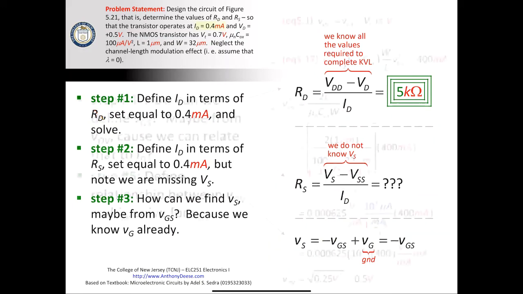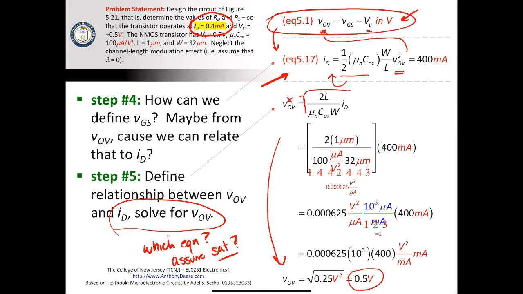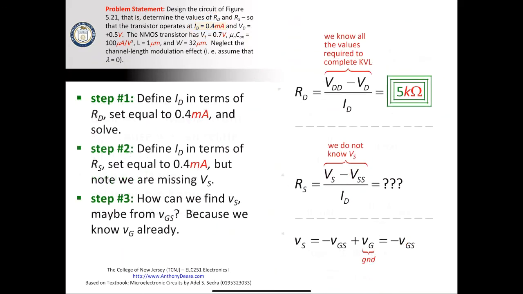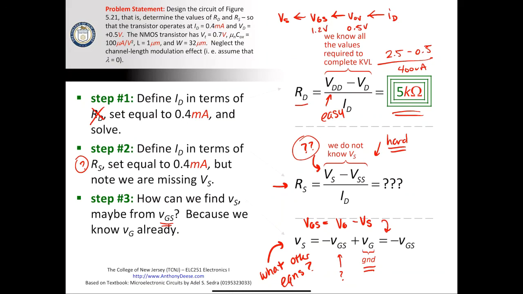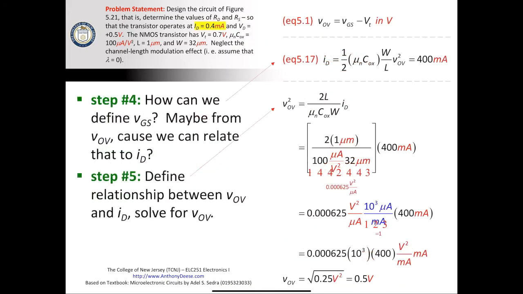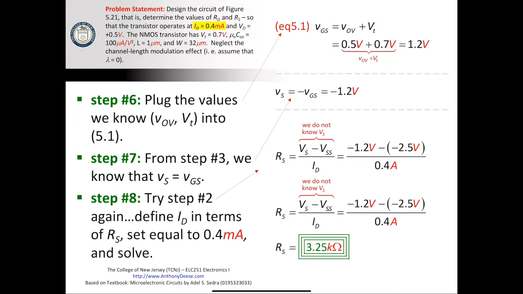Our VGS will then be defined using this. VGS will be equal to the overdrive voltage plus the threshold. The threshold is 0.7. So that means that this will be 1.2 volts. And then lastly, if we go down to this equation right here, we know that Vs is equal to minus VGS plus 0. So Vs will be negative 1.2 volts. So you can see that was a way that we stepped that backwards.